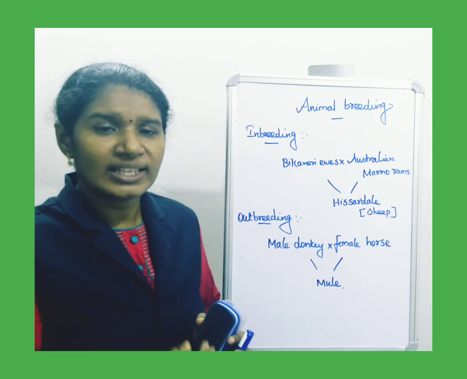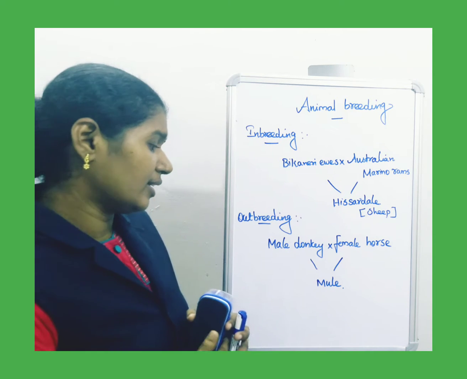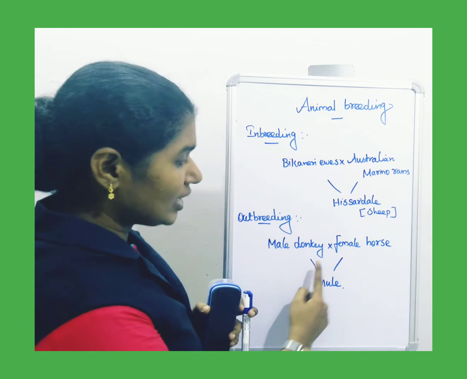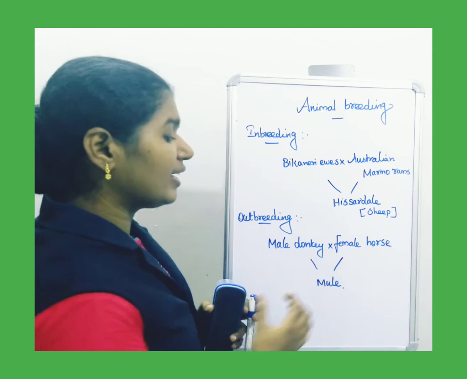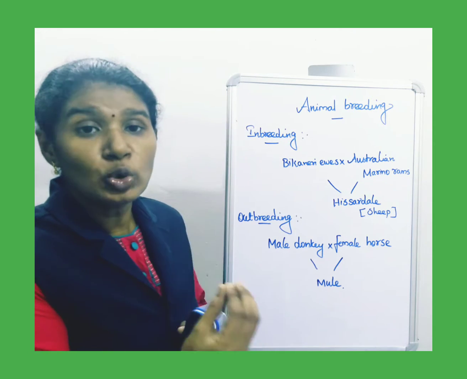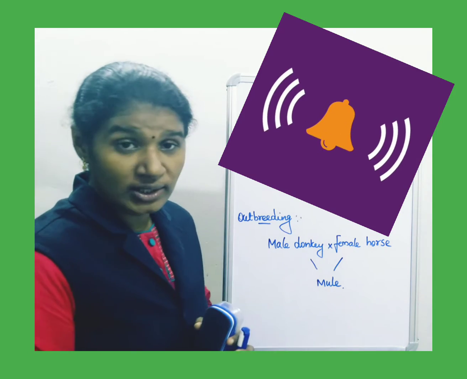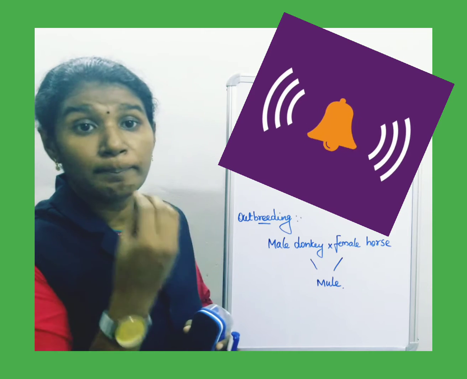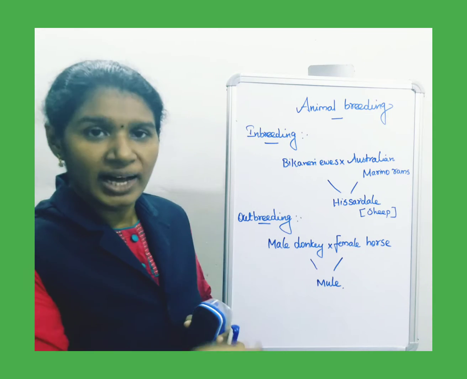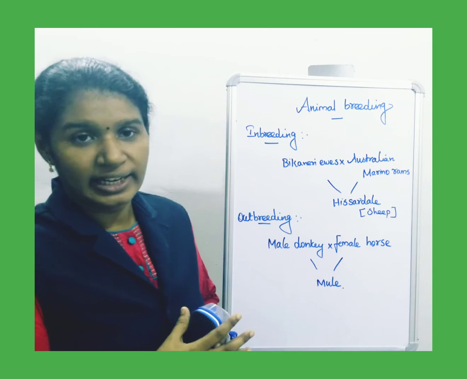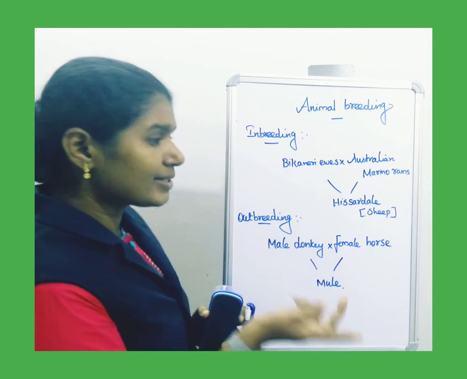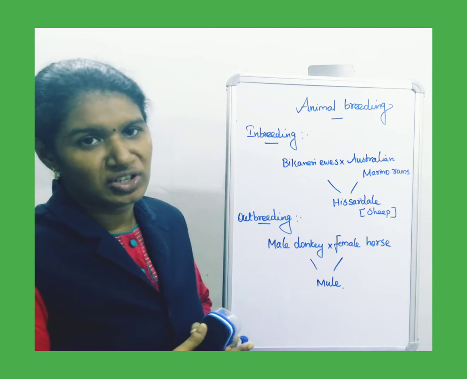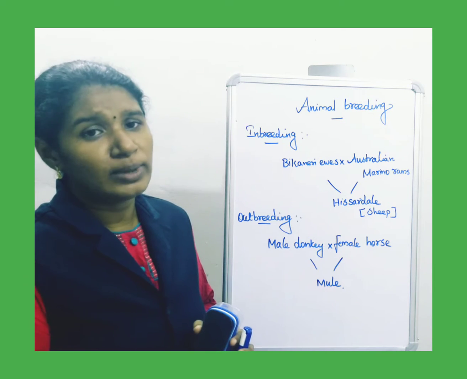For outbreeding, one example taken is the male donkey and the female horse. If we cross these two, we can gain a mule. A mule is a very strong, intelligent, powerful animal, but it is a sterile animal. So outbreeding means crossing unrelated species, and we can see many more examples.